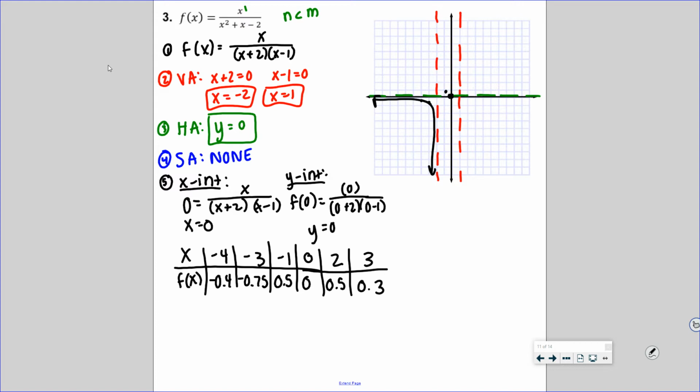-1, I got 0.5. 2, I got 0.5. 3, I got 0.3. So again, I kind of know what that's doing. Now this middle piece though is a little interesting. If you needed to plug in more points, you could plug in half if you wanted to. But you can see it's definitely going up, approaching this asymptote. And that's what vertical asymptotes do.